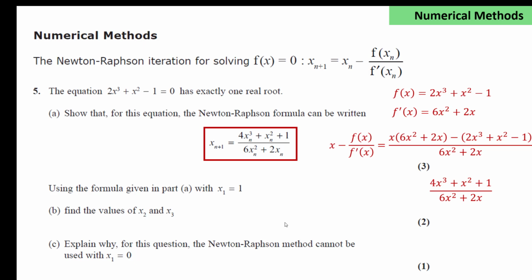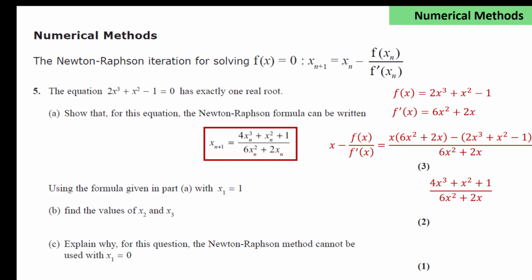This gives us the iterative formula for calculating the root of f(x) equals 0. The question continues. Using the formula given in part A with x1 equal to 1, find the values of x2 and x3. So what we need to do is to substitute x equals 1 into this formula to work out x2, and then substitute x2 into this formula to work out x3.